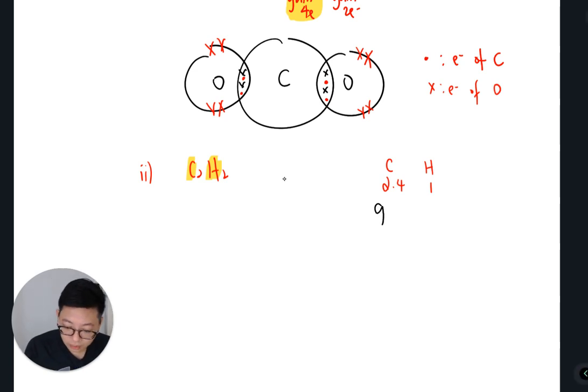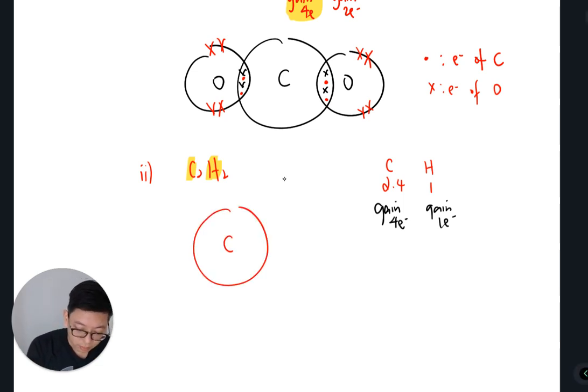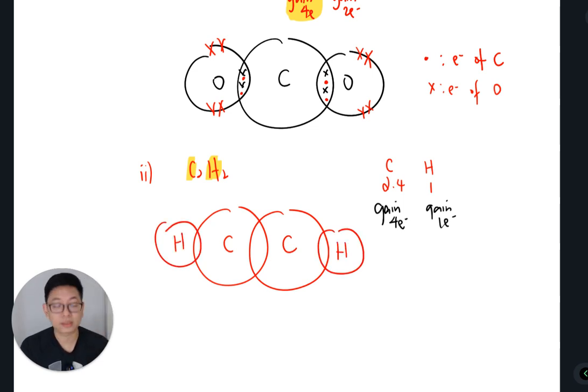Now, carbon needs to gain 4, and hydrogen needs to gain 1. Okay, now, for dot and cross diagrams, typically the one that needs to gain more electrons is in the middle, and the one that needs fewer is at the side. So the one that needs to gain the most electrons is always in the middle. So in this case, we're going to put carbon atoms in the middle, because they need to gain the most electrons. And then hydrogen we put beside. Okay, so that's the first one.